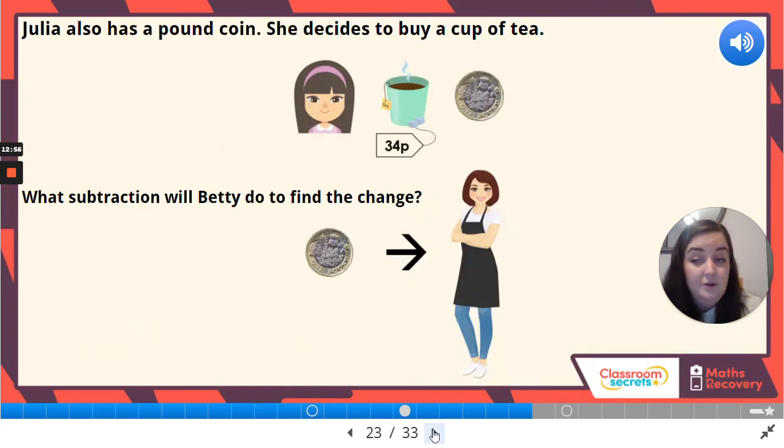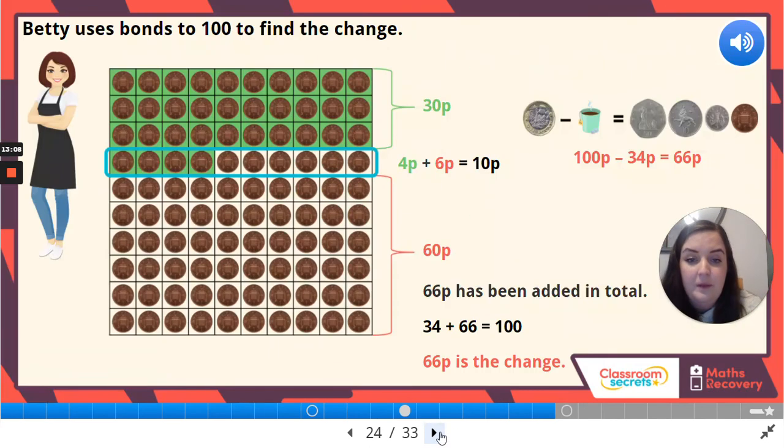Right, Julia also has a £1 coin. She decides to buy a cup of tea. She is going to pay the £1, and she wants to buy a cup of tea that costs 34p again. There we go. So she has done the same by pretending it's 100 pennies on a 100 square. So we've got 10, 20, 30. Just taken off only 4 there. So 34 is the cost of the cup of tea. And then we can see we've got 10, 20, 30, 40, 50, 60 there, and 1, 2, 3, 4, 5, 6 left. 60 and 6 makes 66p. So she has got to have 66p change.